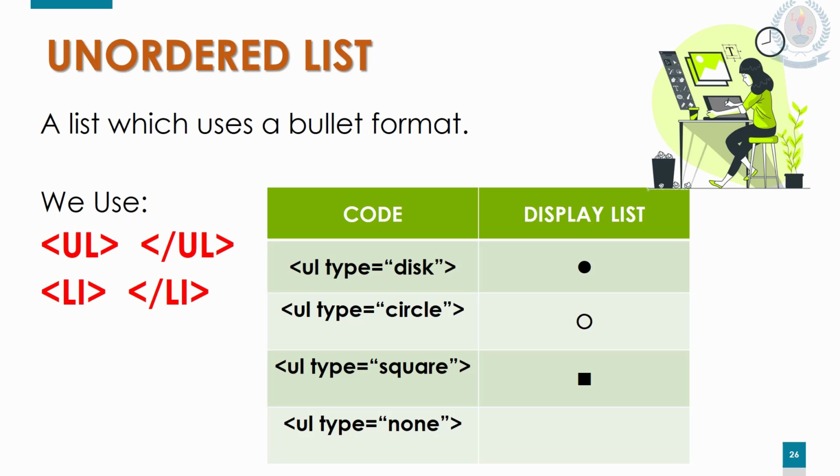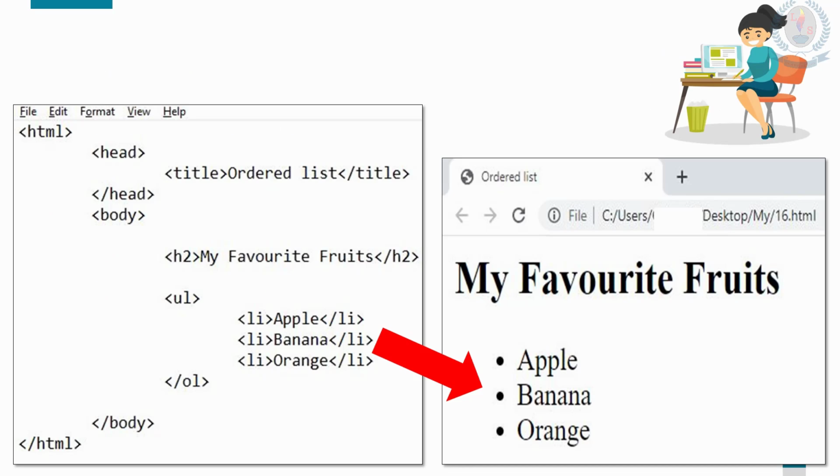Unordered list, that is basically the points, the bullets we are giving for the list, not the numbers. So that is the unordered list. So here it is the output. We use UL for unordered list and then LI to indicate the items one after the other.